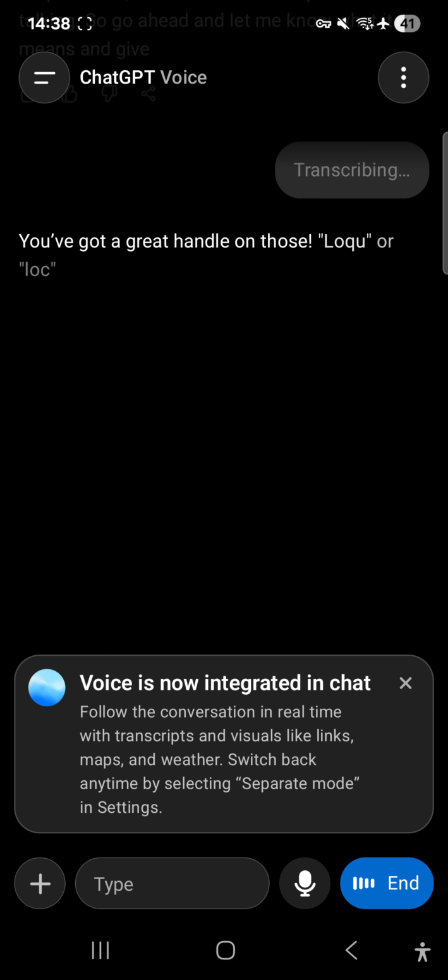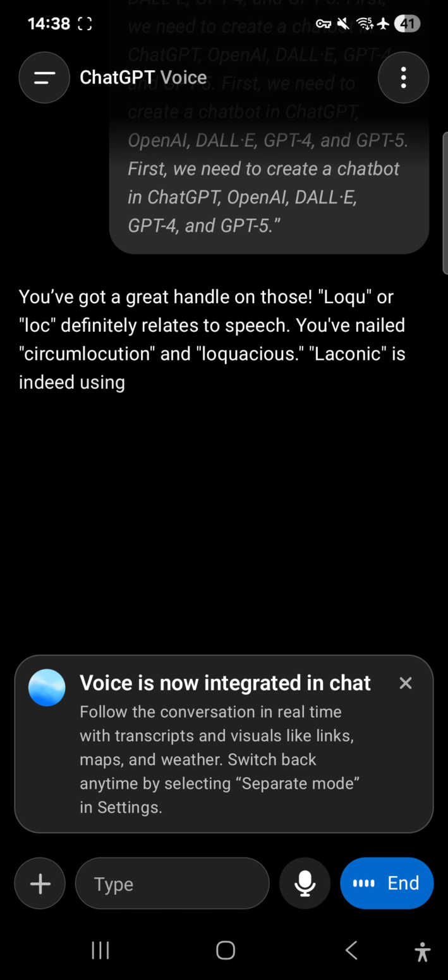You've got a great handle on those. Loc, loqu definitely relates to speech. You've nailed circumlocution and loquacious. I will continue.